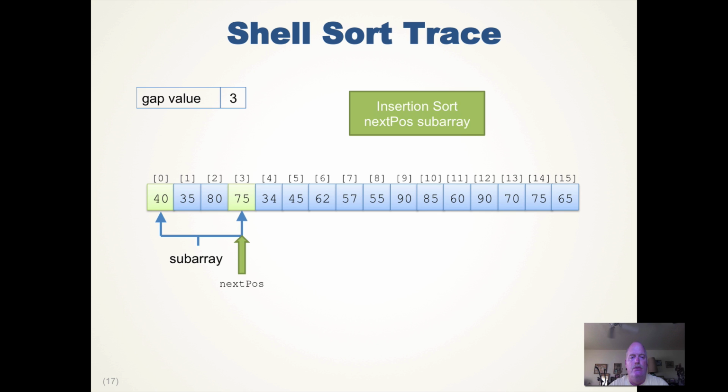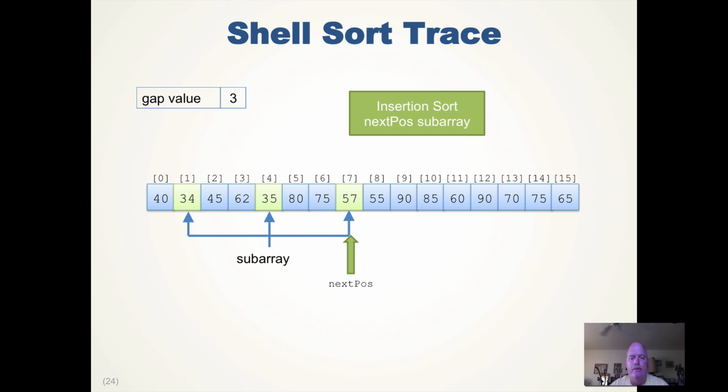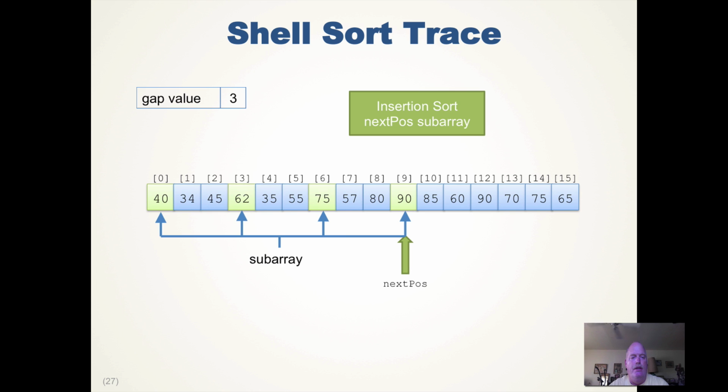So we now do the subarrays with gap 3, and we just keep sliding. We do our swap, slide, swap. And then again, we expand the subarray size. We're going to put the 62 where 75 is, 57 is in the right place, 55 needs to be where 80 is, 90, and again we increase the size of the subarray.